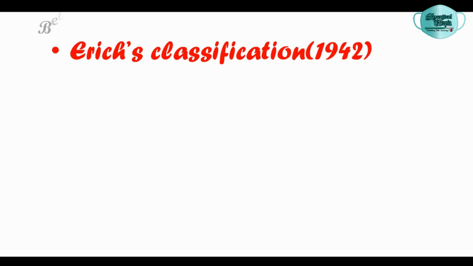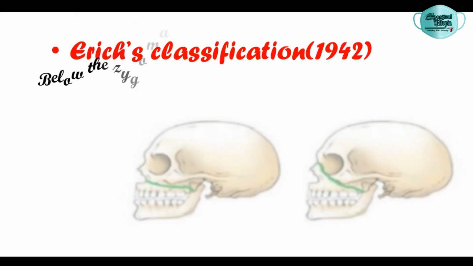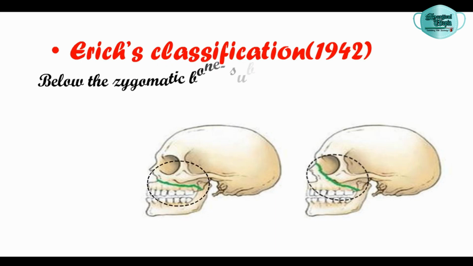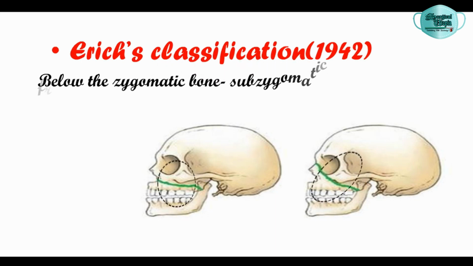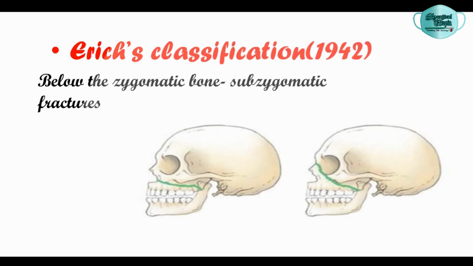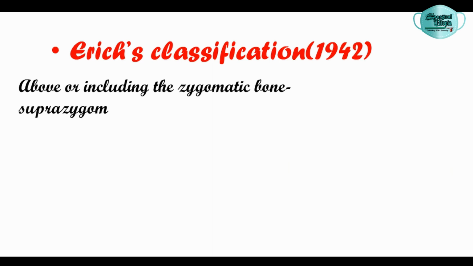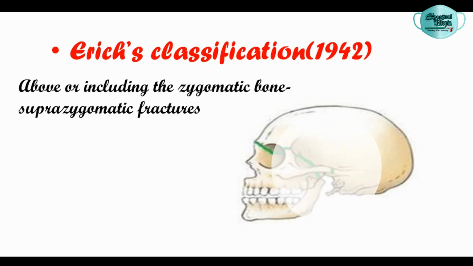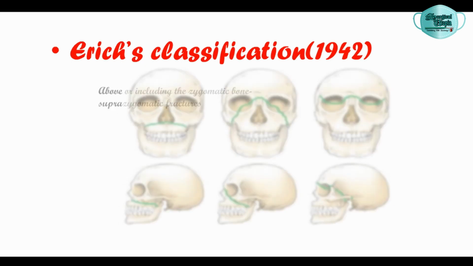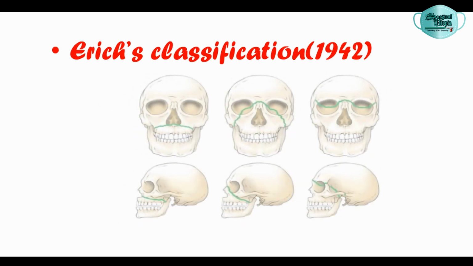And now, depending upon the relationship of the fracture line to the zygomatic bone, the first type are the ones which are present below the zygomatic bone, and they are called subzygomatic fracture, which is seen in cases of Le Fort 1 line and Le Fort 2 line. The second type is the fracture present above the zygomatic bone, and these are called suprazygomatic fracture, the ones seen in Le Fort 3 line. So these were the classification based on Eric's classification given in 1942.